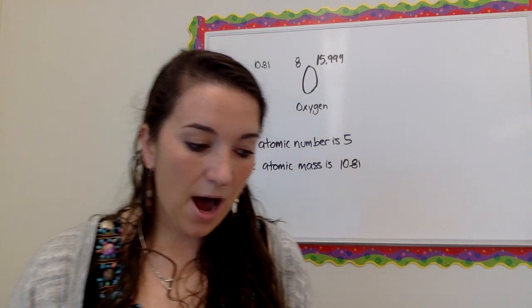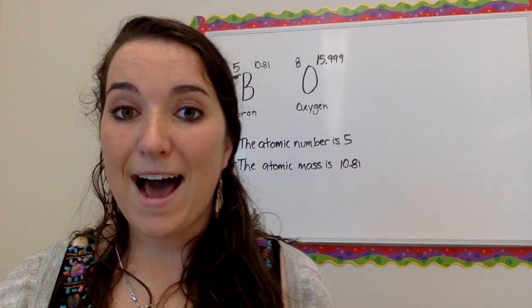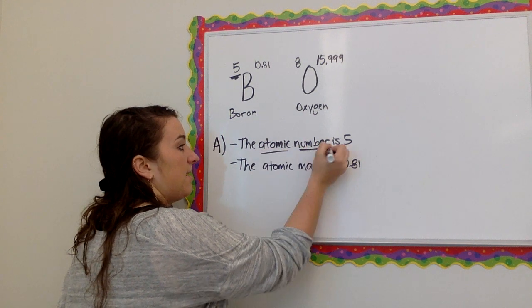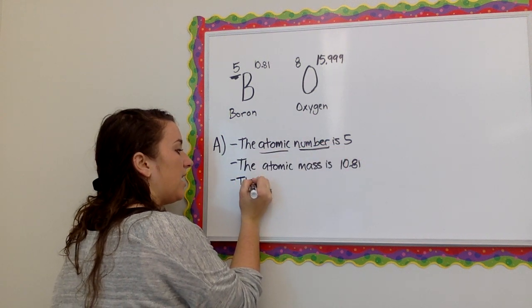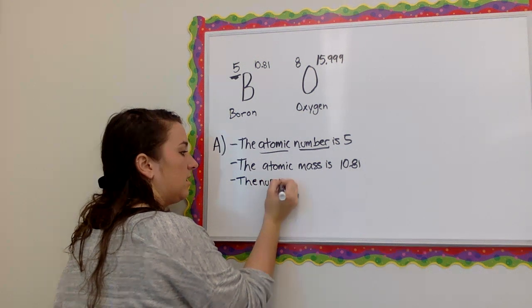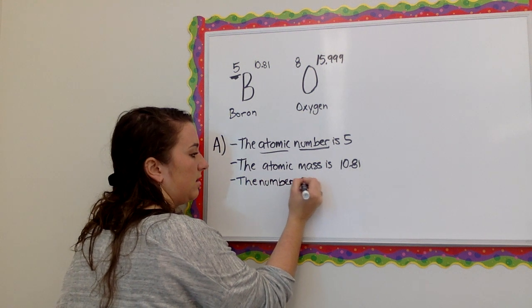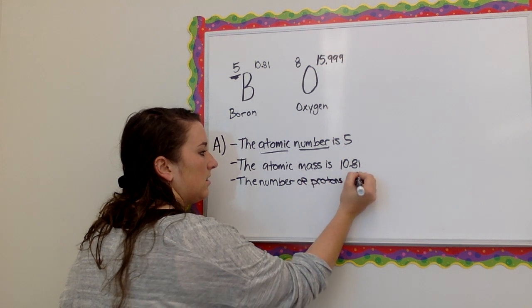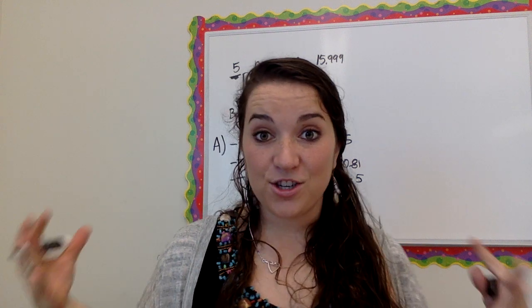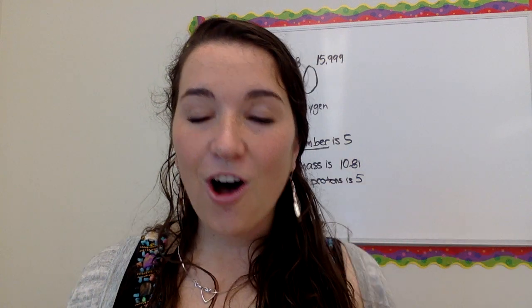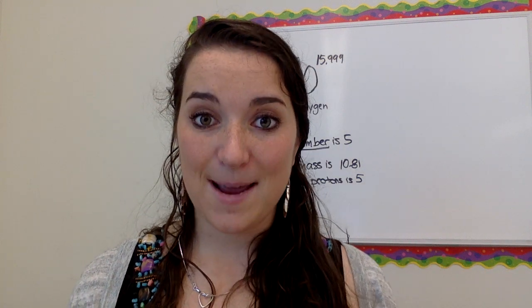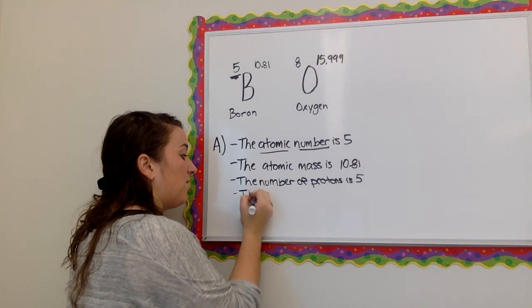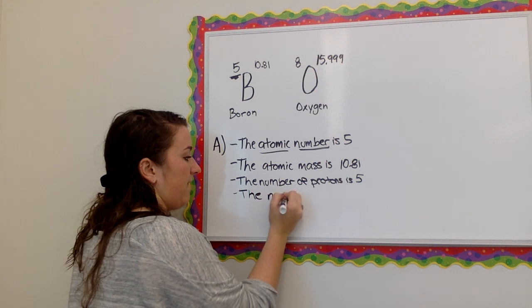Then the question asks, how many protons does boron have? I know that the number of protons is the same as my atomic number, so the number of protons is 5. Then the next question is really easy because I know you guys all know that the number of protons is the same as the number of electrons. So the number of electrons will also be 5.